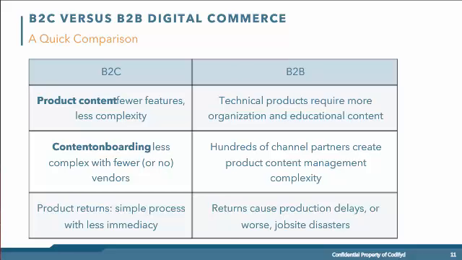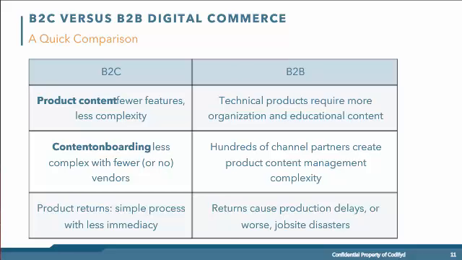And with more technical products, they require better organization, more educational content, more understanding of the application of the product as well. When it gets down to onboarding product, right, so how distributors are pulling information from manufacturers, typically in B2C there are fewer vendors involved, there's less complexity involved in the products, whereas most B2B distributors that we work with have hundreds of channel partners, creating a lot of complexity around the idea of product content management and onboarding.